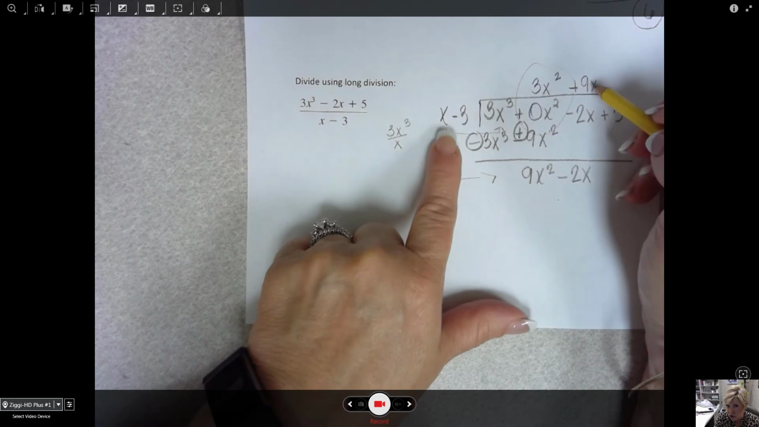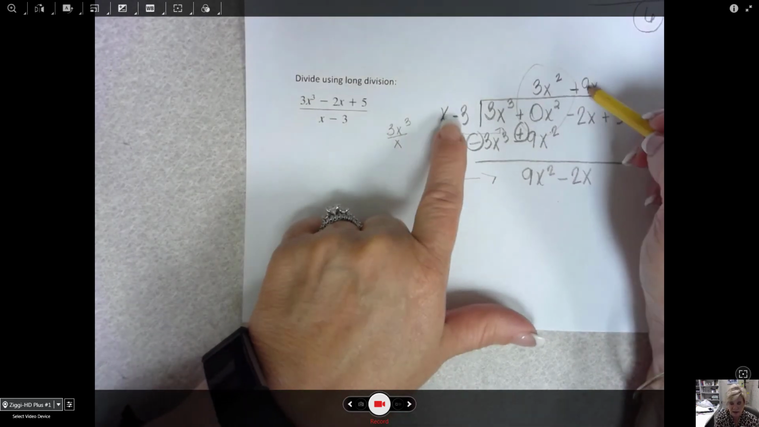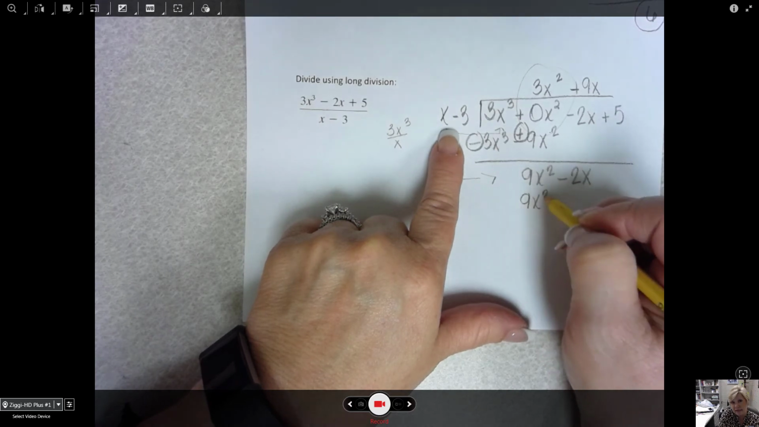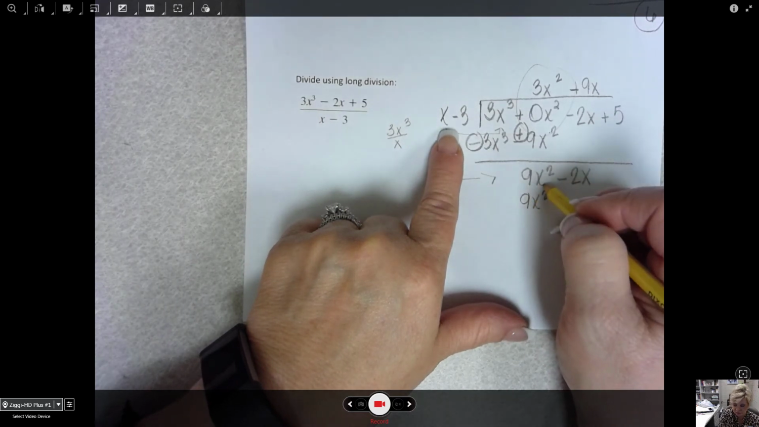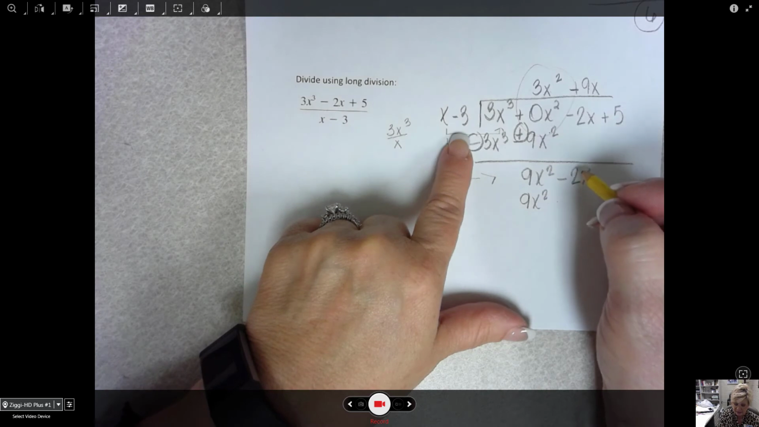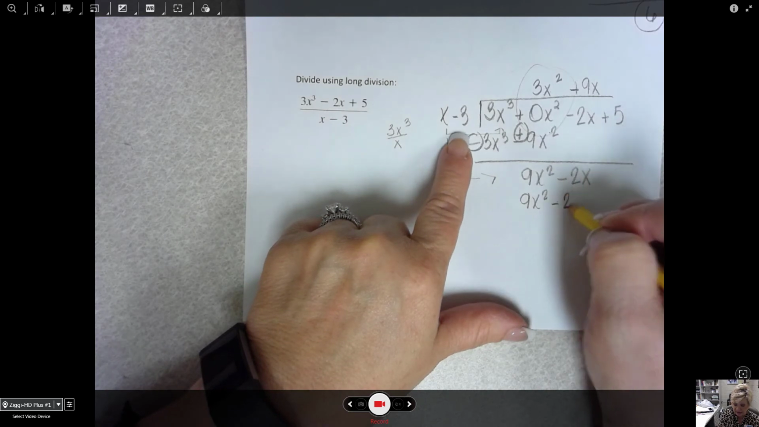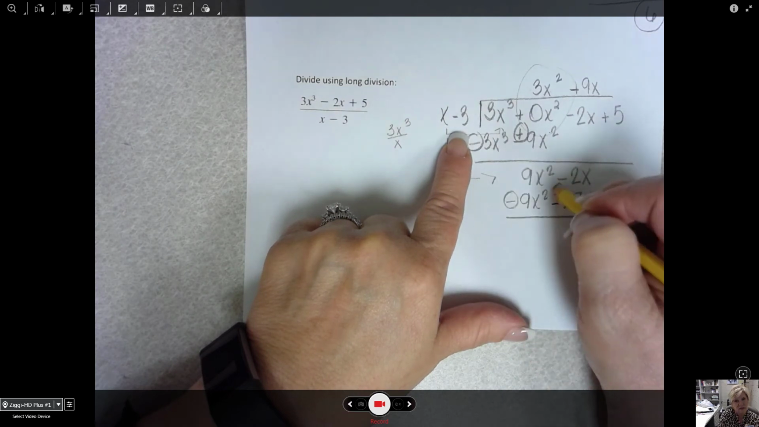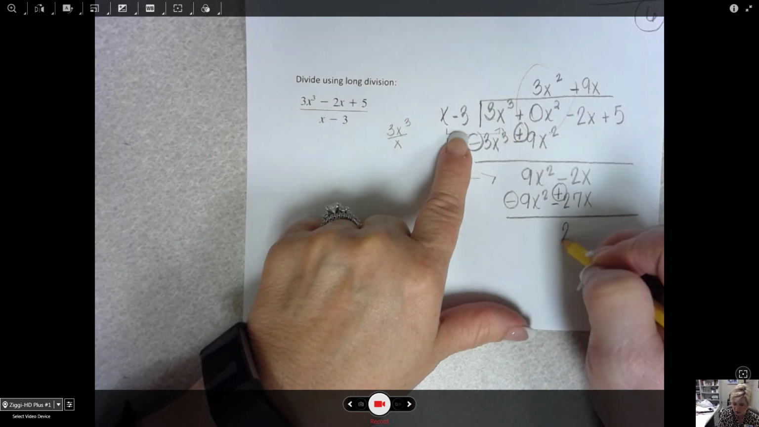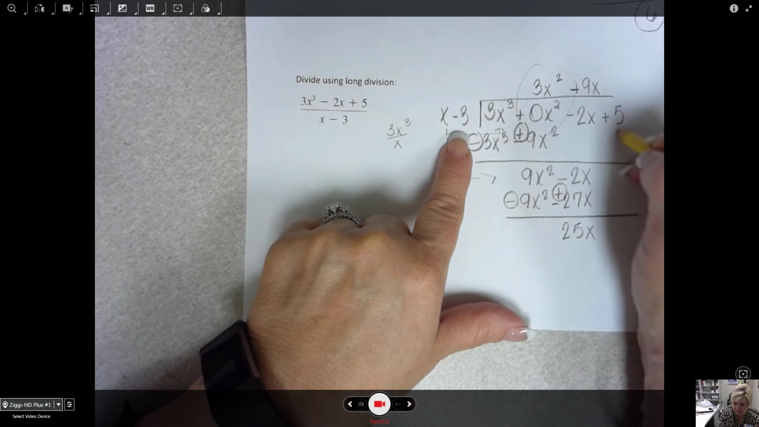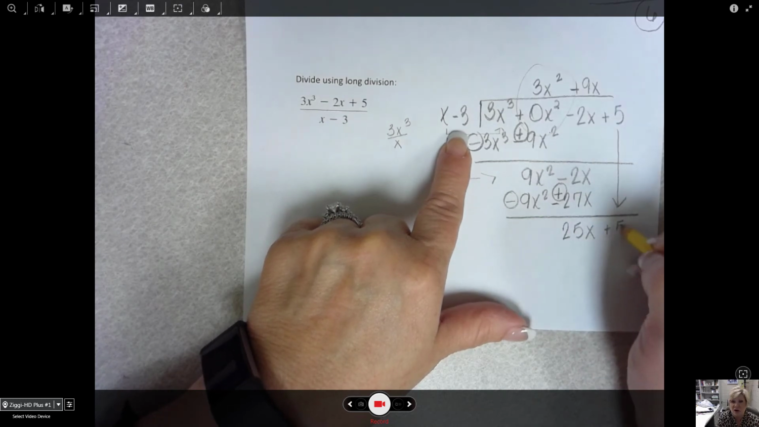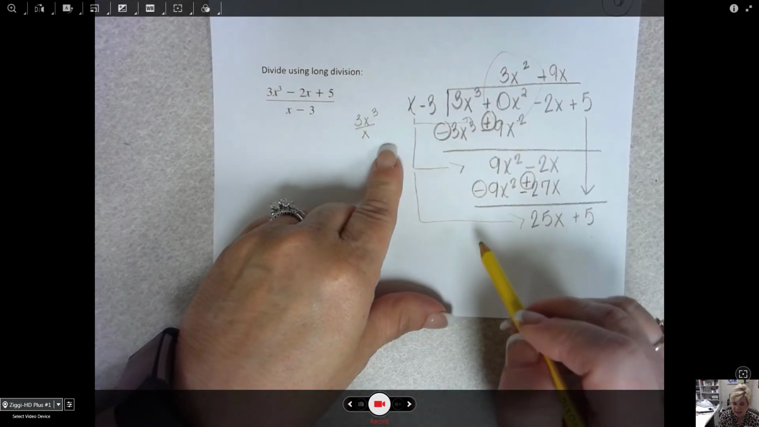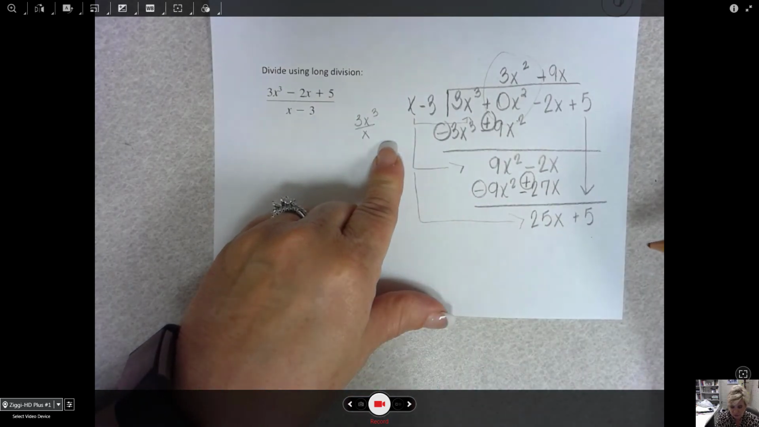9x. You can always check yourself when you multiply. 9x times x is 9x squared. You should always get the same number that you divided into. And 9x times negative 3 is a negative 27x. Change signs. And you end up with 25x and bringing down your last term. One more rotation and that'll be it because there's nothing else to bring down.